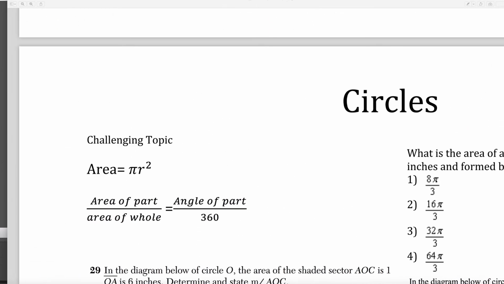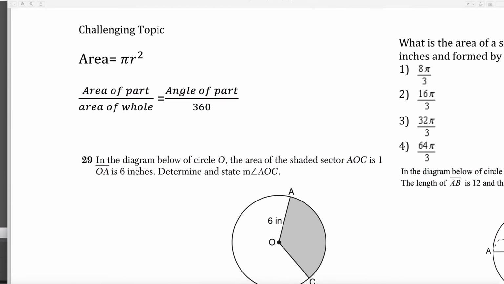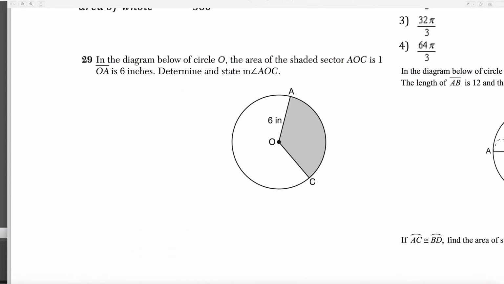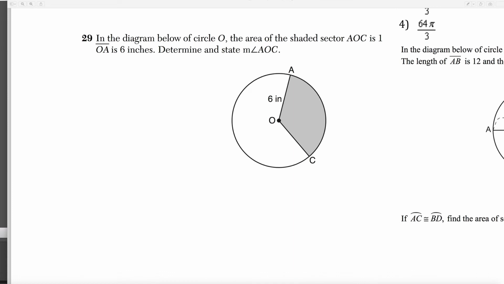Sometimes I notice some people having challenges with the part of the area over the whole equals the part of the angle over the whole. It's not a complex formula, I'm not sure why people struggle with it. They tell you that the area of the shaded sector is, I think that got cut off. Let's say it's 10. If you don't remember the formula, you could still do it.